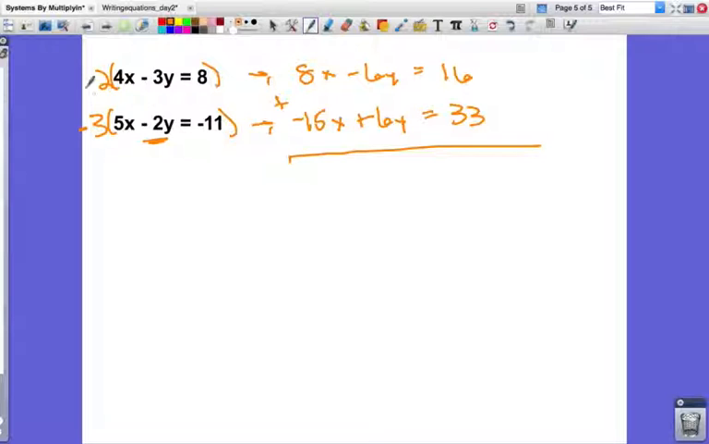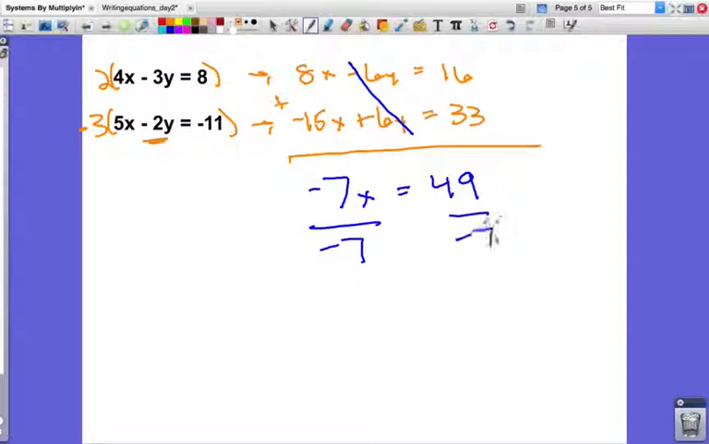Now, by multiplying both of my equations, I have something that I can eliminate. Right away, I can eliminate my negative 6y and my positive 6y. And then when I combine these, I'll have negative 7x equals 49. Divided by negative 7, x equals negative 7.